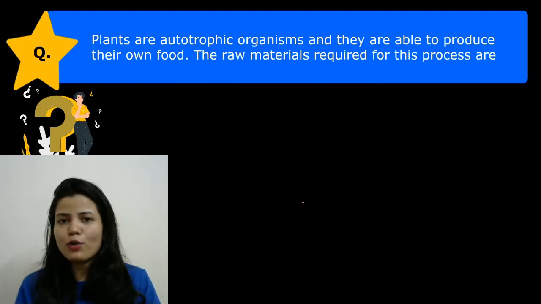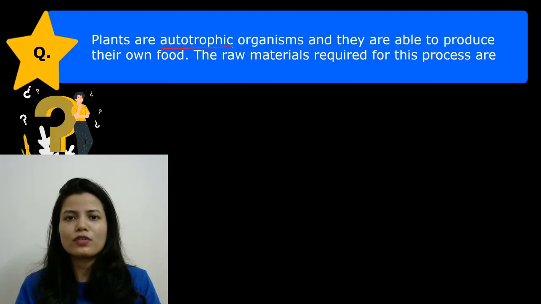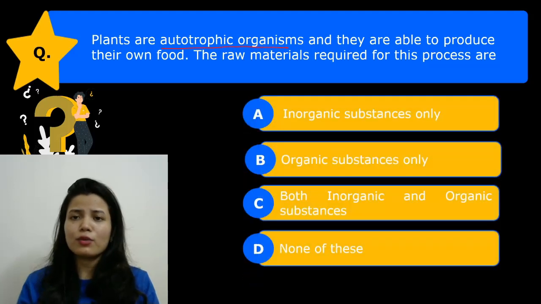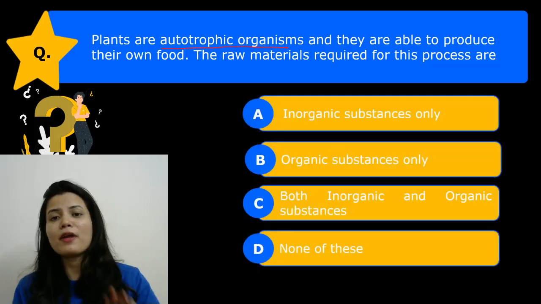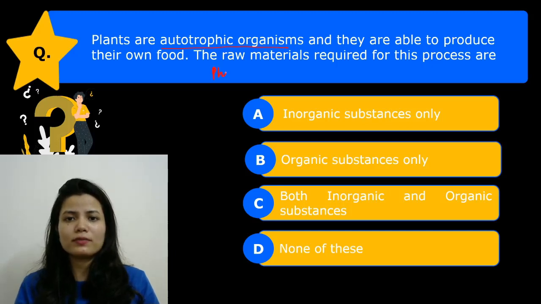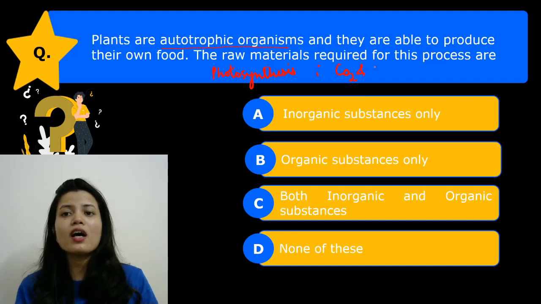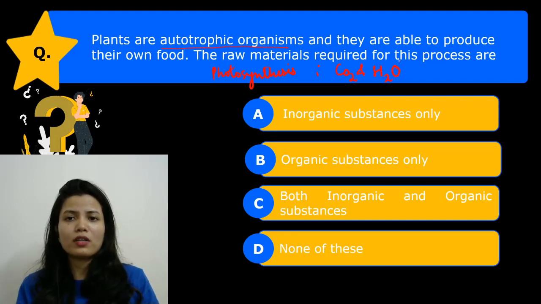Now, plants are autotrophic organisms. What do you mean by autotrophic organisms? These are the organisms which can prepare their own food. The process by which plants prepare their food is known as photosynthesis. The raw materials required for photosynthesis are carbon dioxide and water. So the correct answer is inorganic substances only. They both are inorganic substances.